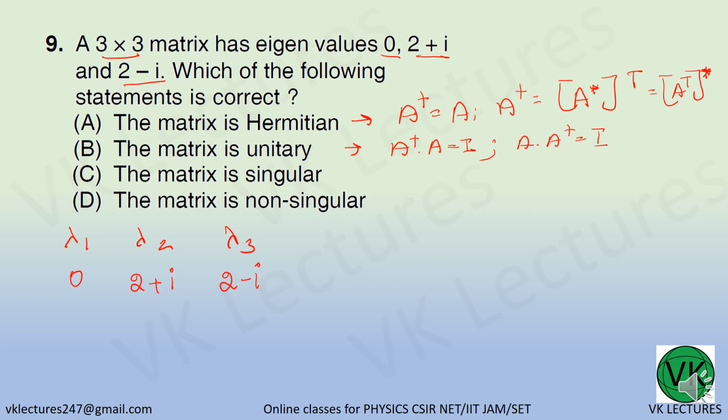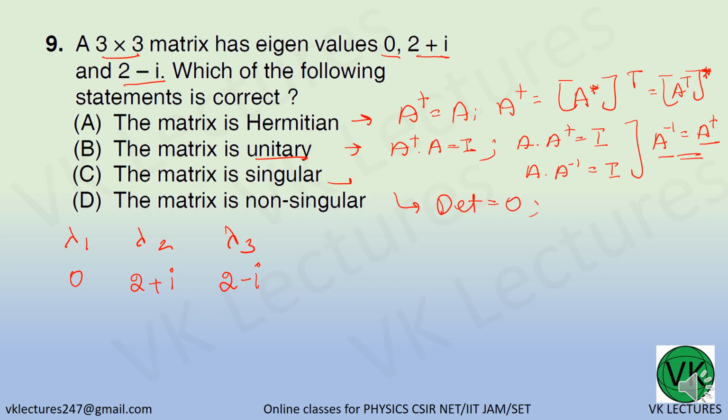Now we know A into A inverse equal to I. Now A into A dagger equal to I and A into A inverse equal to I, which means A inverse is equal to A dagger. That means for a unitary matrix, A inverse is nothing but A dagger. Okay. Now coming to the third one, singular. What is singular? Determinant equal to 0.